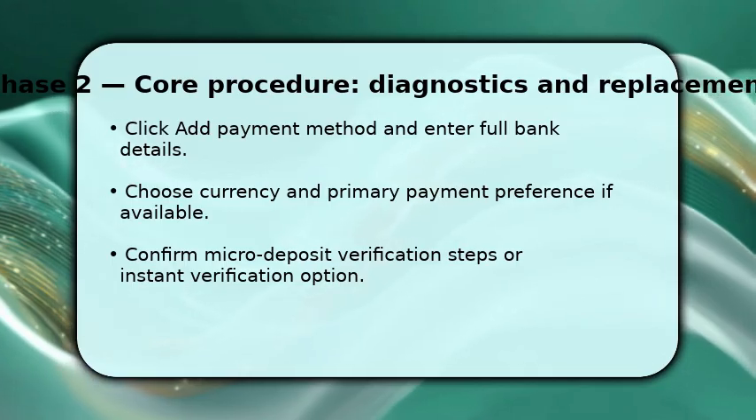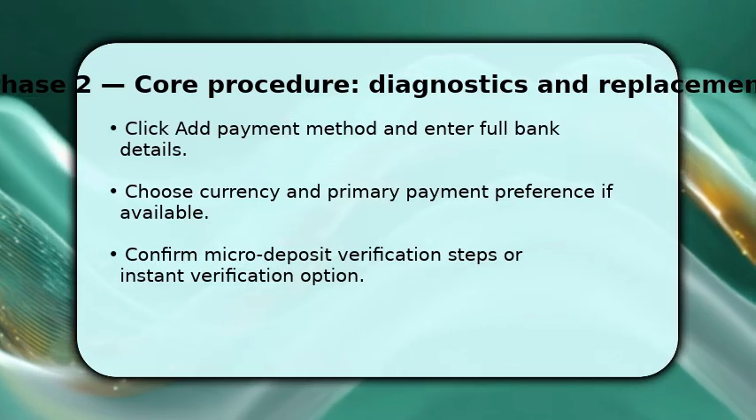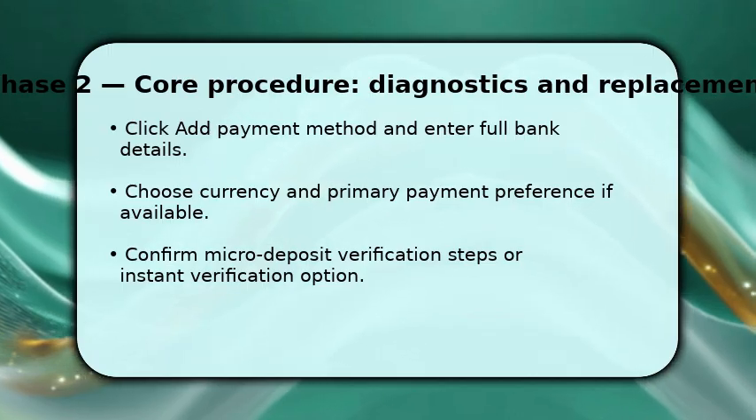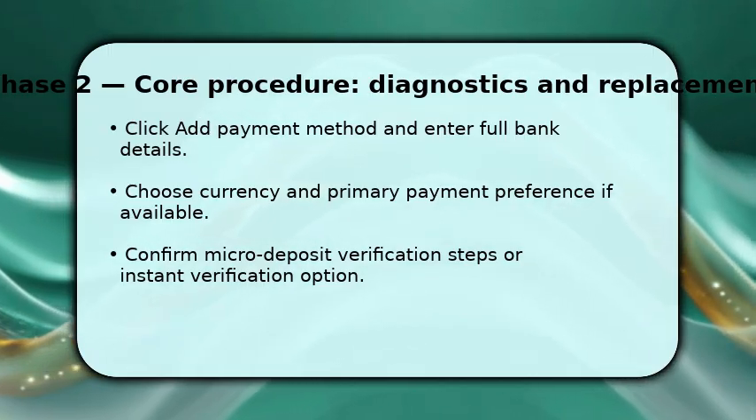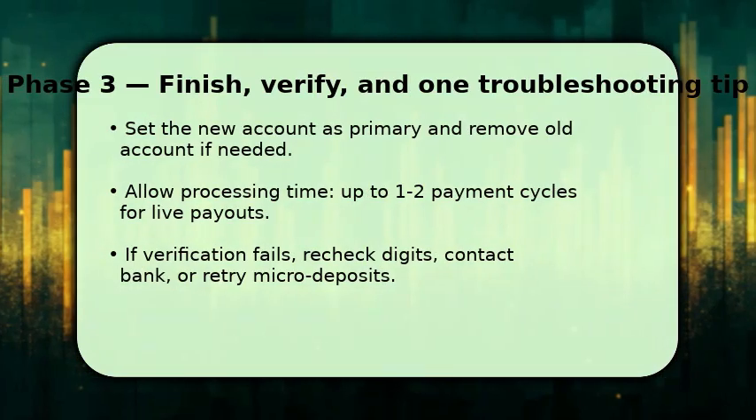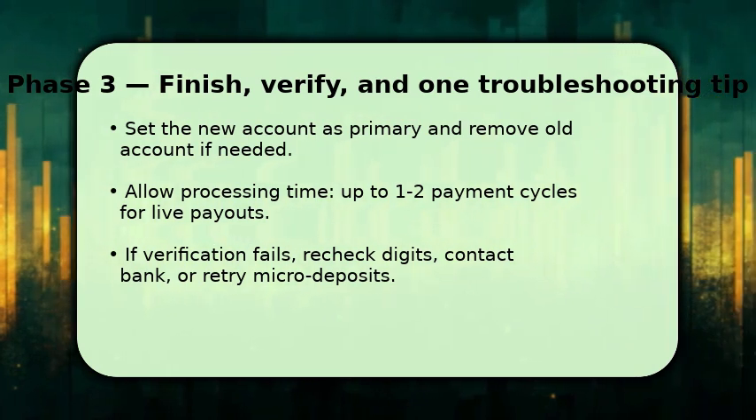Google will either attempt instant verification or send microdeposits. If you get microdeposits, check your statement for 2 small amounts, then return to payments and enter those exact values to verify the account. You finalize by setting the verified bank account as primary so future earnings route correctly, and remove the old account if you no longer use it.